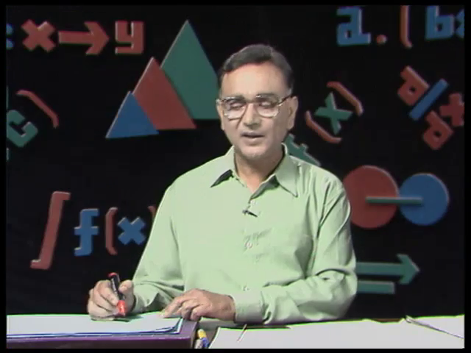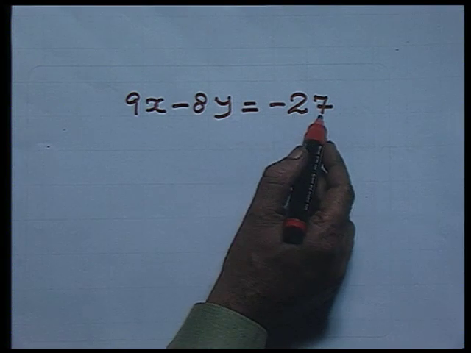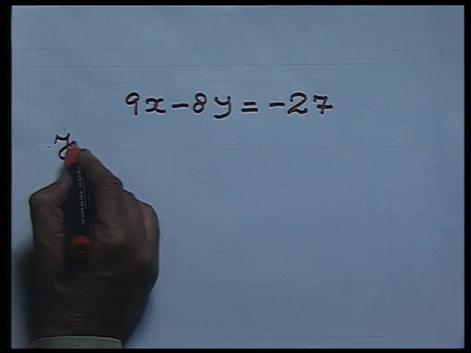So, having obtained the value of y, what do we do then? We have to get the value of x, and to get the value of x, what do we do? We substitute the value of y in one of the equations. So, let us substitute that value in one of the equations.